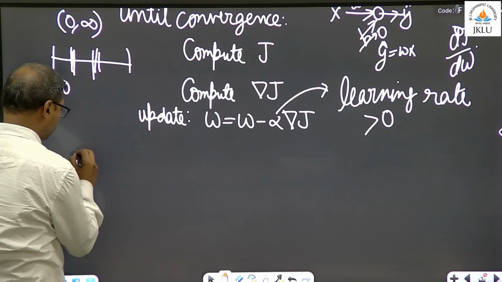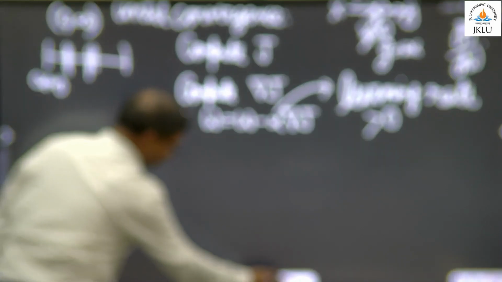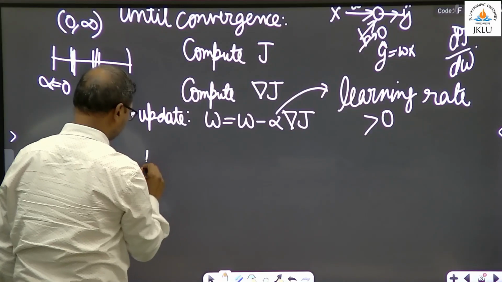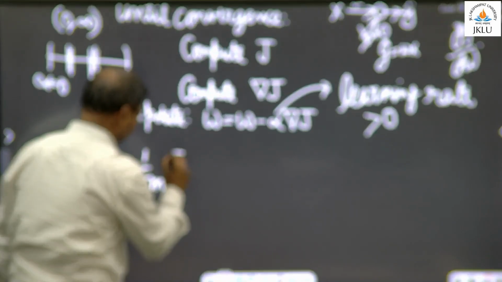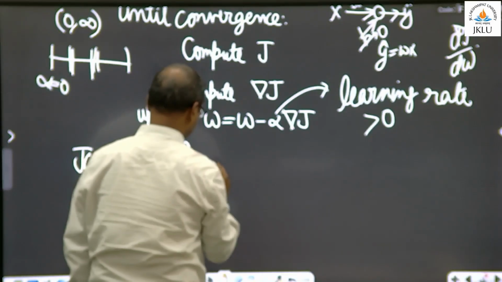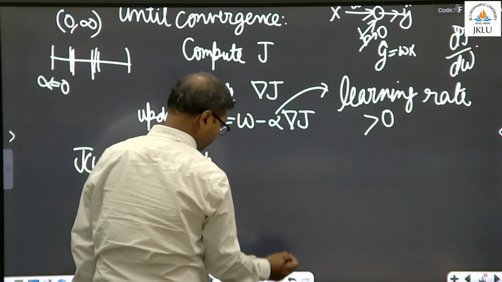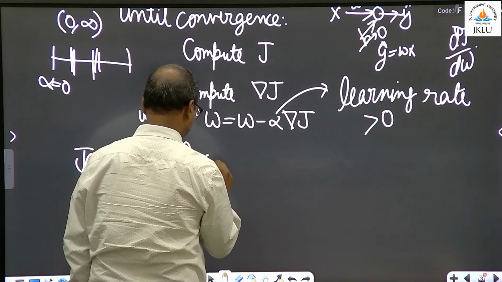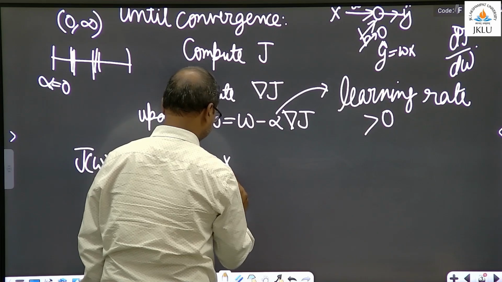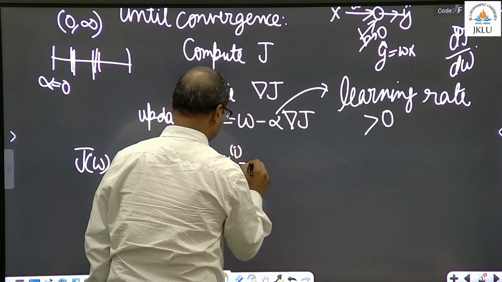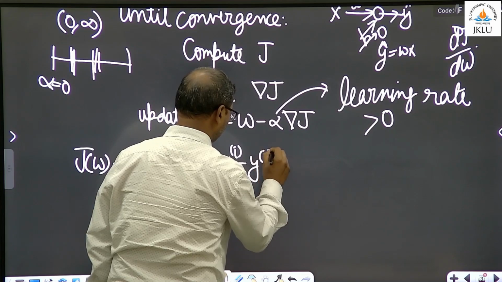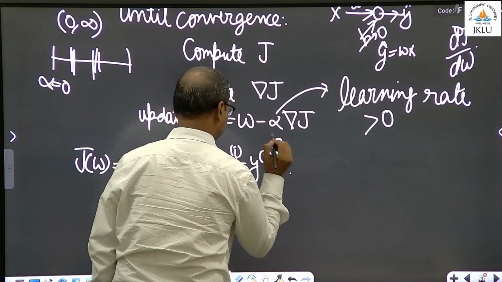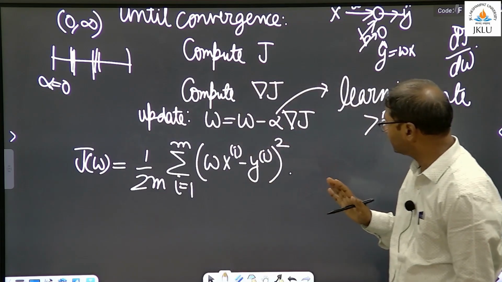Now J was, I'll simply just write J(W). What was J(W)? 1 by 2m, sum over i equal to 1 to m of (W x_i minus y_i) whole square. Is that right?